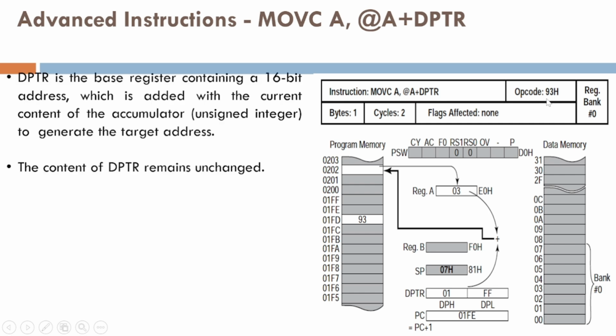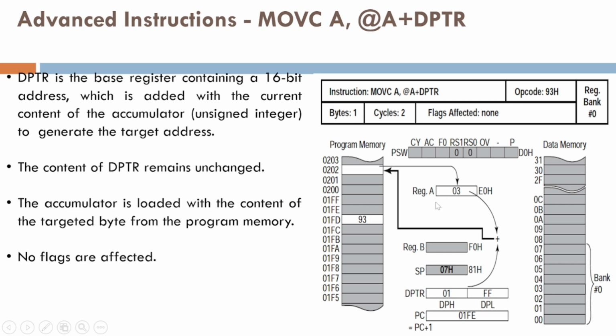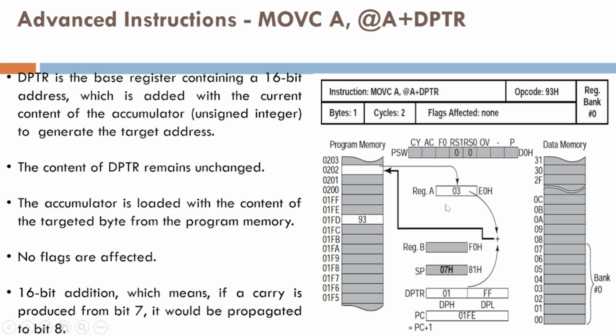So 93 is the operational code. Fine. Now in this case, the DPTR is the base register, and it contains the 16-bit address which is added to the current content of the accumulator. Now, in this case, we can very well see that we have content 03, which is initially getting added with the DPTR. Now, DPTR here is 01FF.